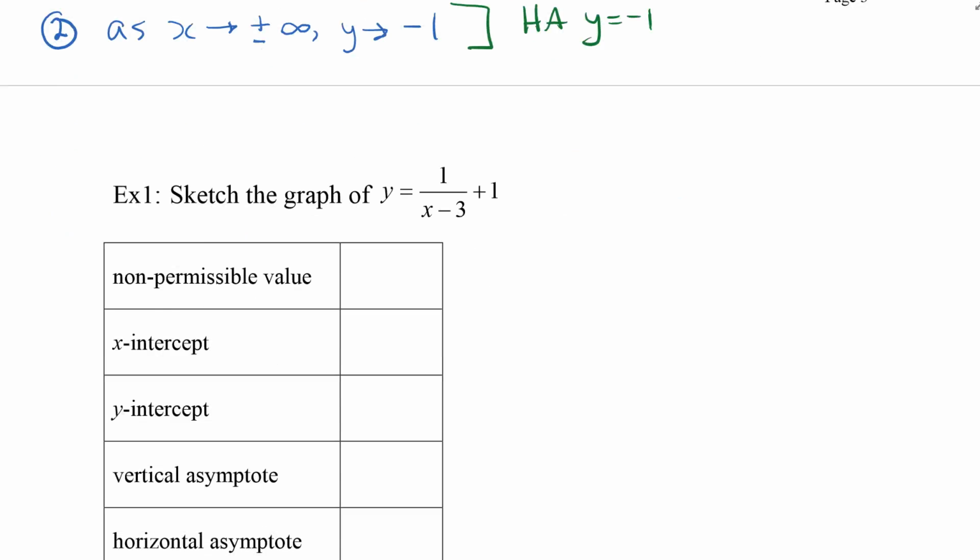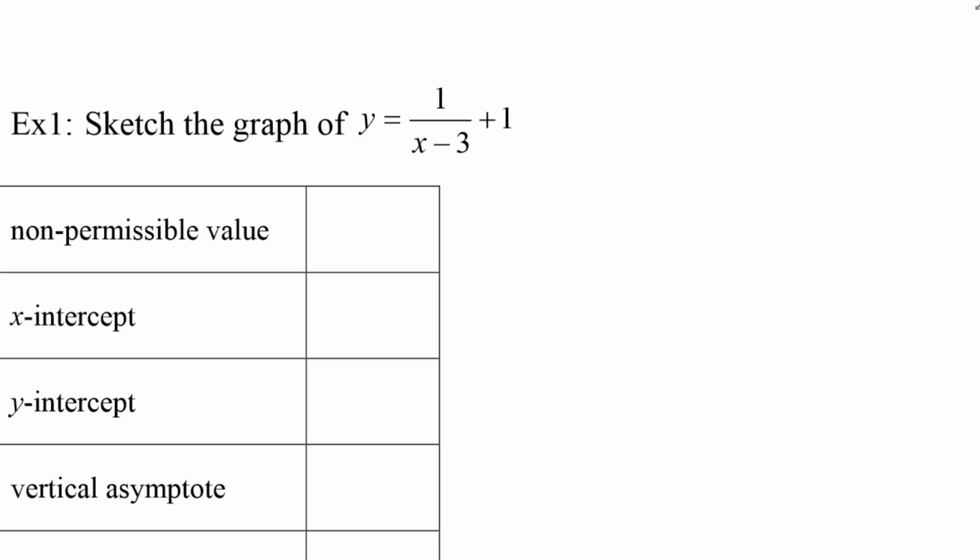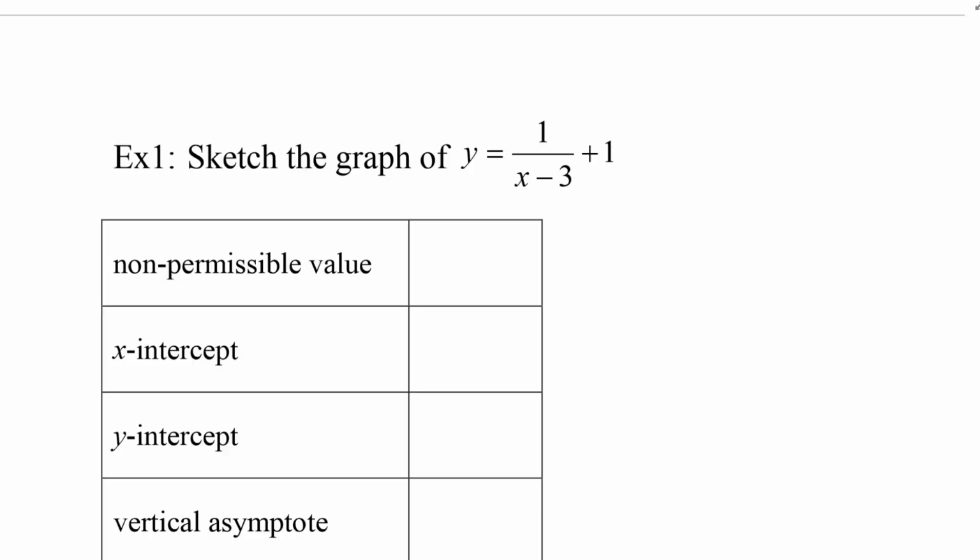Alright, so let's take a look at this next one. Here we're going to sketch the graph of 1 over x minus 3, plus 1. So first of all, where will our non-permissible value be? The non-permissible value is from that x minus 3, and we could say x minus 3 cannot be equal to 0. In other words, x cannot be equal to 3. So we'll put this one here. That will be our non-permissible value.